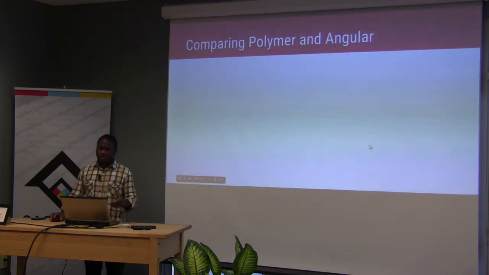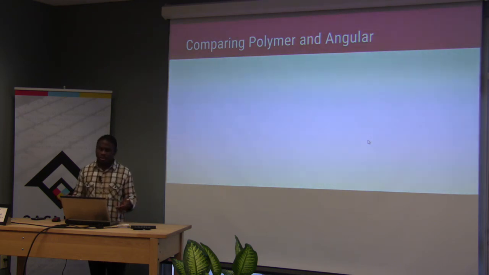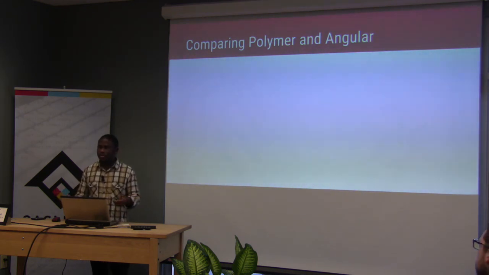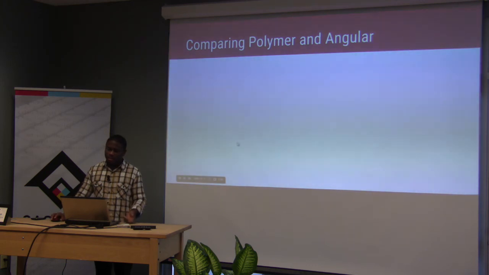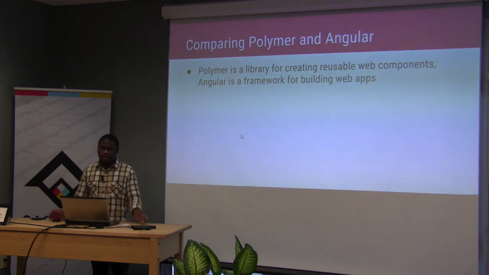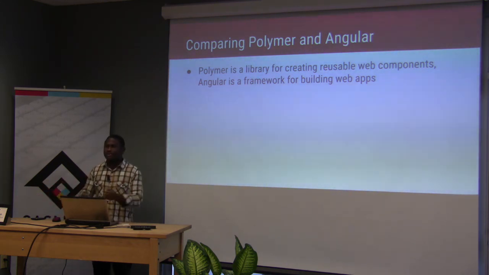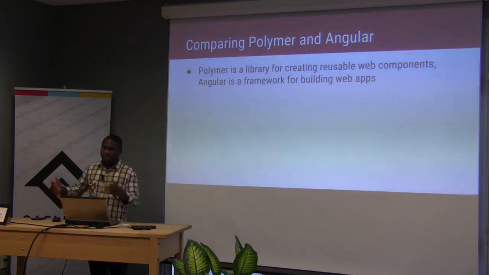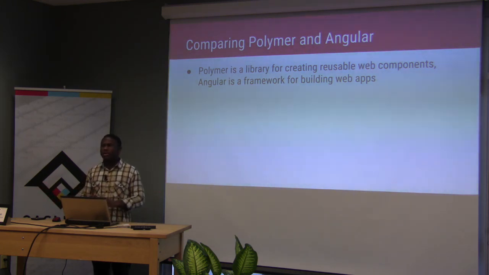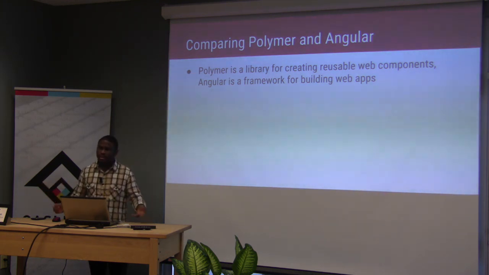And just to compare Polymer and Angular, because those of us familiar with Angular would know that you can define custom elements with directives. And so comparing, they're very similar, but they're also very different as well. Polymer is just a library for creating reusable web components, while Angular is a full-scale framework for creating web apps. I mean, Polymer doesn't come with anything to handle routing, and it has some core services, but they aren't as fully fledged or as extensible as Angular services.